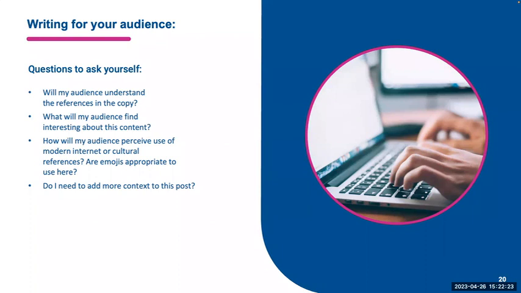And do I need to add more context to this post? Are you putting enough details in there that they'll understand it? Or is your CTA going to be for more information? Here's where you can get it. Because yes, for Twitter, there is a limit on how much you can add in. So what do you need to choose to put on social? What do you need to say to your audience? This is where you can find out more, et cetera. So you really need to know who you're targeting with your social content.